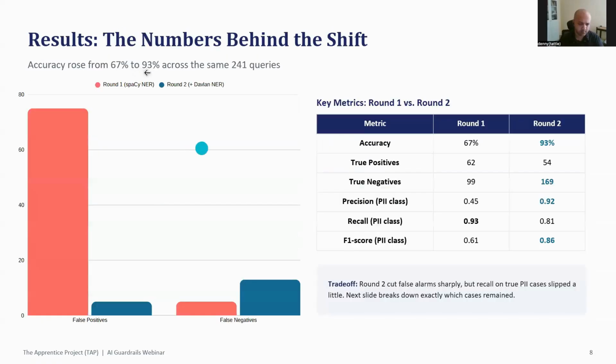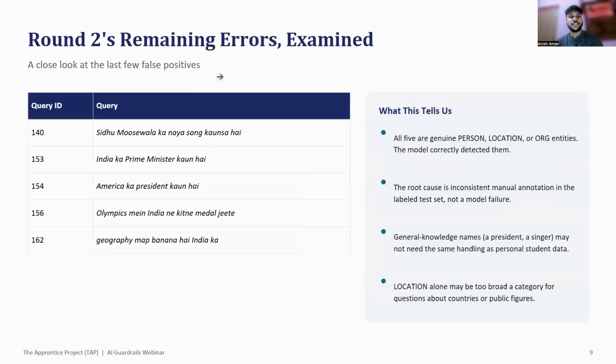In the second round, the accuracy increased from 67% to 93% when we used the multilingual model. We tested around 241 TAP student queries, the real queries. Denny has already discussed the results, so I will go to the next thing.